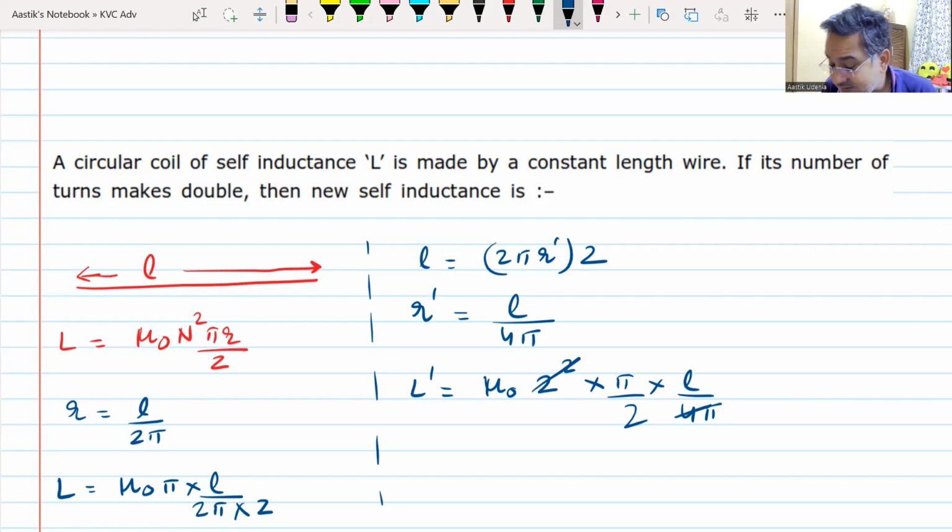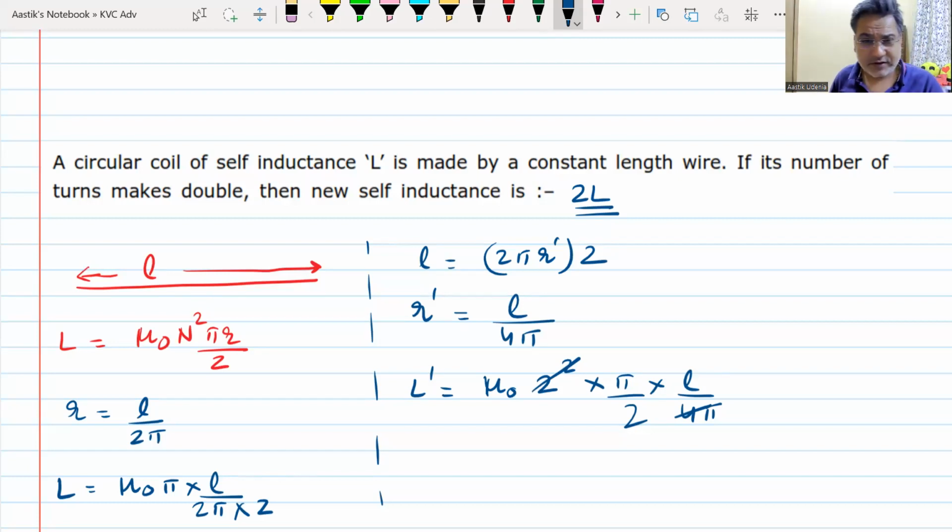Now you have to find the relation between L and L dash. What is the relation between L and L dash? 2 times. So L dash, the total inductance now, becomes 2 times L, and this is how you need to do this question. I hope you have understood this. I'll give you 2 minutes to note this down. Well done, excellent.